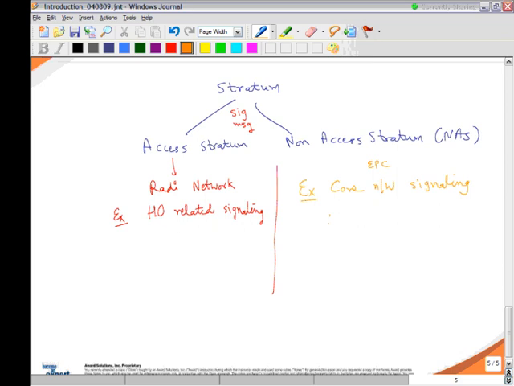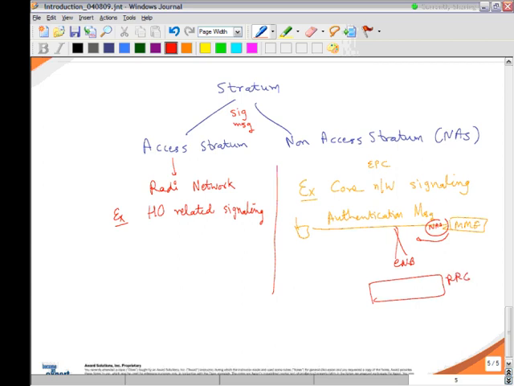So let's say I want to authenticate the user. Now, the authentication messages will be exchanged between the MME and the UE. So in that case, that authentication is considered part of the non-access stratum. So that message will go to the eNodeB, and the eNodeB has this RRC layer, radio resource control. Because as far as the air interface is concerned, RRC is your signaling mechanism. So it will put the non-access stratum message here.